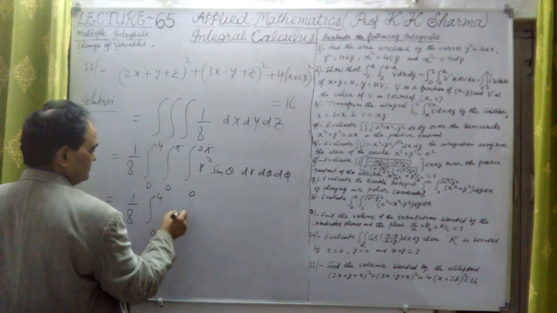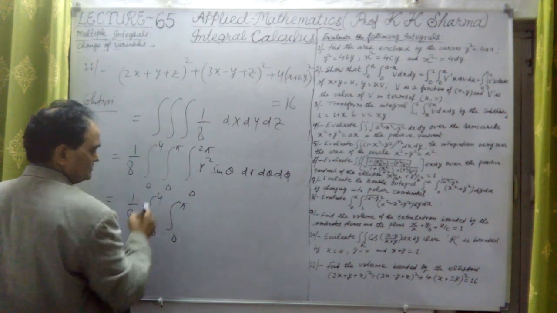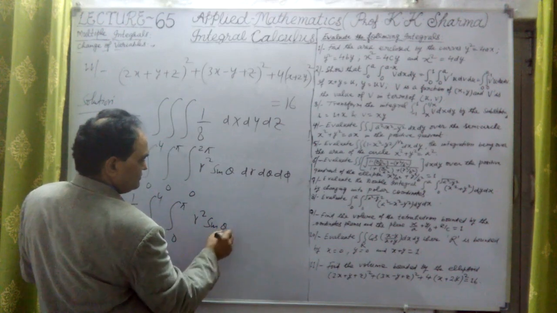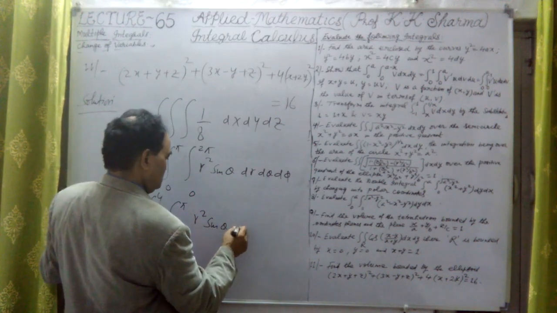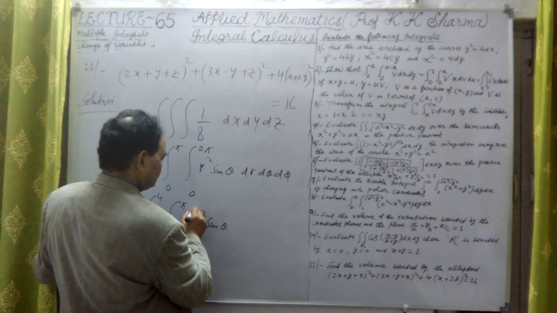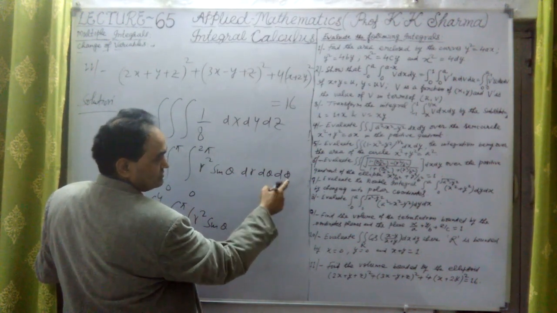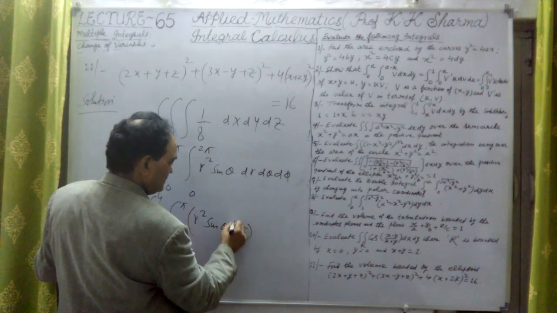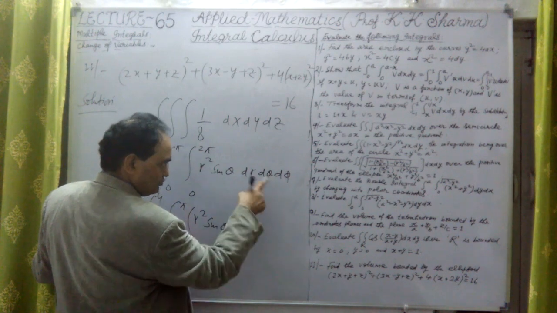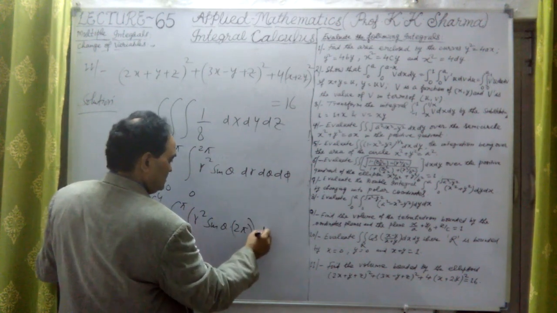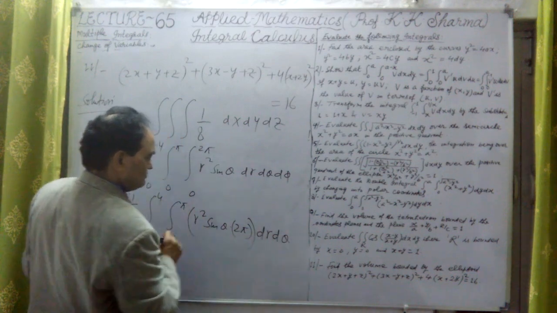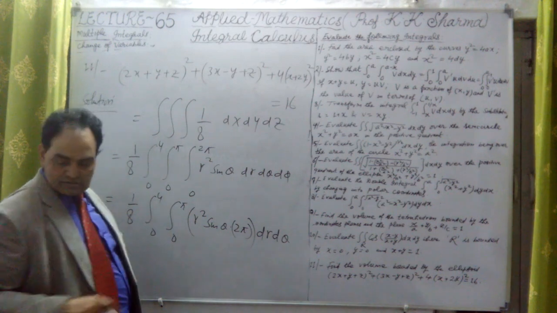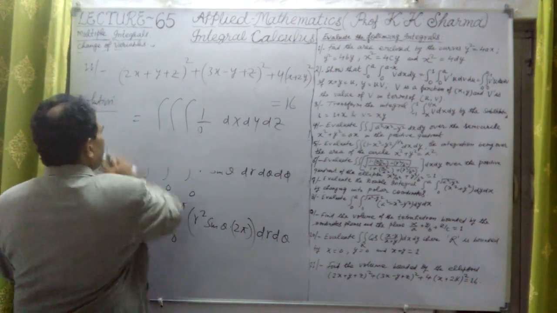Here r square is constant for phi, and sin theta is also constant. On integrating d phi we get phi, and in place of phi we have to put 2 pi, integrating and putting the limits. Then dr d theta is left. Now let me integrate with respect to theta. Sin theta will be integrated.